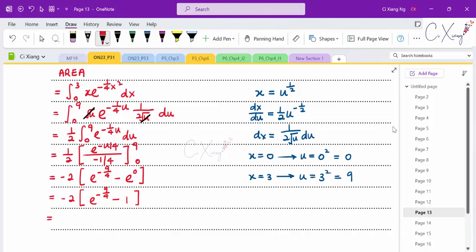Then to further simplify, you can multiply the 2 into the bracket, expand it. Then by right, you should have 2 minus 2e power negative 9 over 4. So we'll keep our answer like this because they want us to have our exact area, right? So I will not change it to a decimal number. I will just keep it in terms of e. Okay, so this is how we get the area for this diagram.